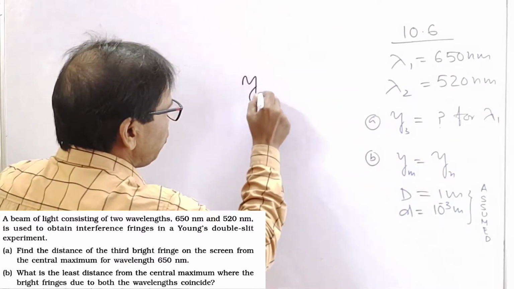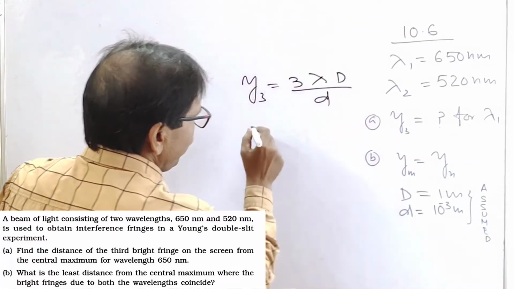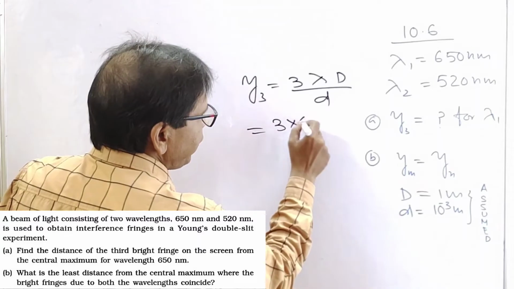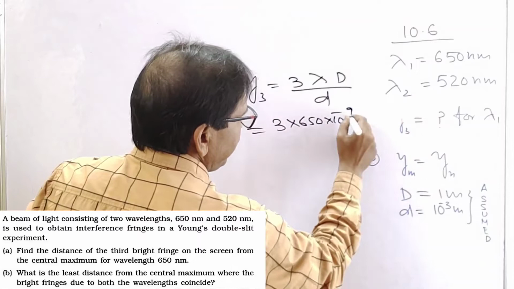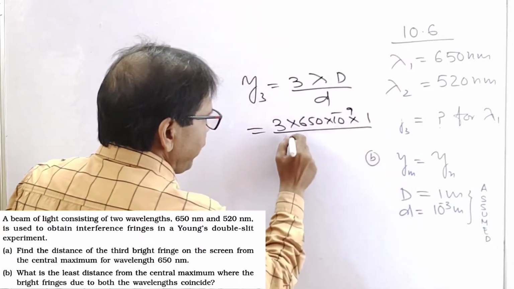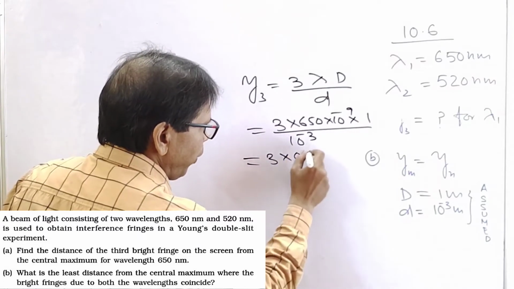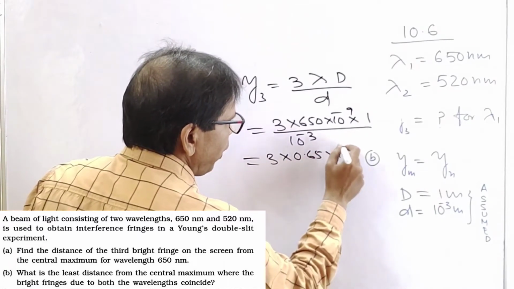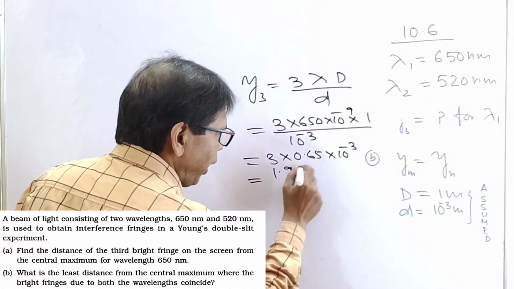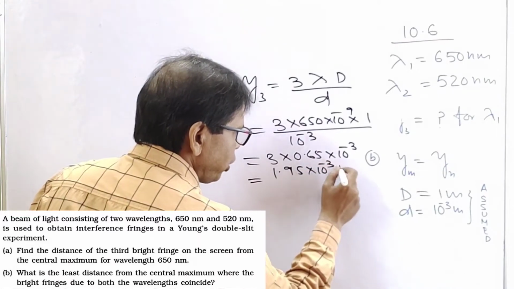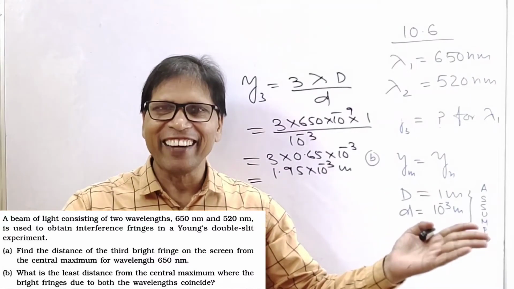Now y3 equals 3 lambda capital D by small d. So, 3 into 650 into 10 to the power minus 9 into 1 divided by 10 to the power minus 3. So 3 into 0.65 into 10 to the power minus 3. So this is 1.95 into 10 to the power minus 3 meter, the distance of the third bright fringe from the central fringe.